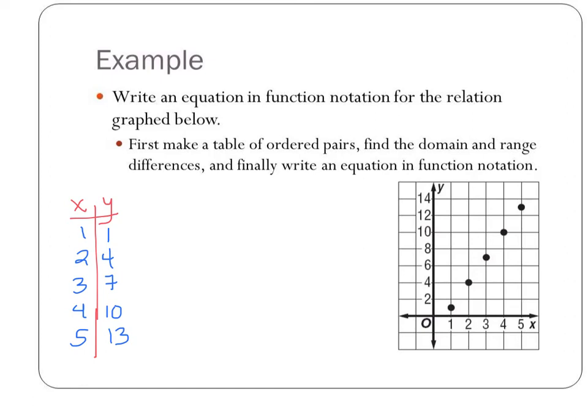Find the domain and range differences. Okay, so what's happening here? We're going up by how many every time? Plus 1. What's happening over here? Every time plus 3. Okay, and so when we write our equation, f of x equals, we're going to take, remember I wrote earlier, the change in y over the change in x. So that is going to be 3 over 1 x.